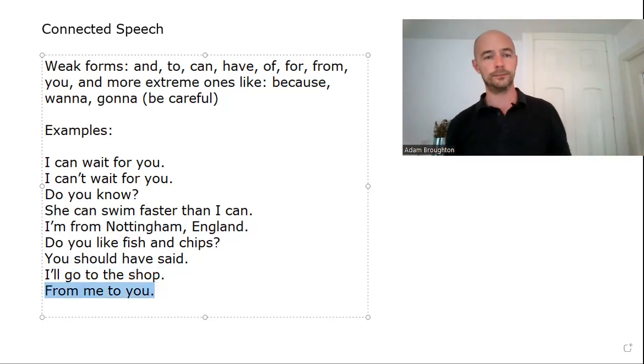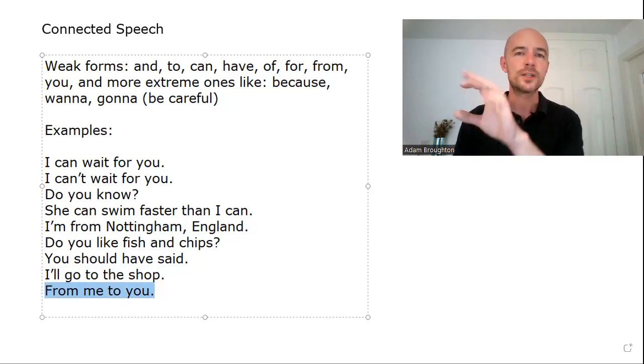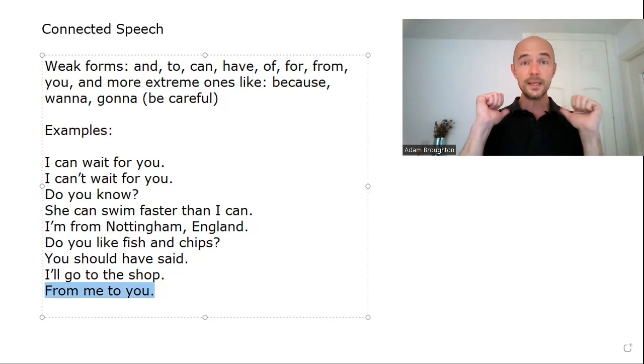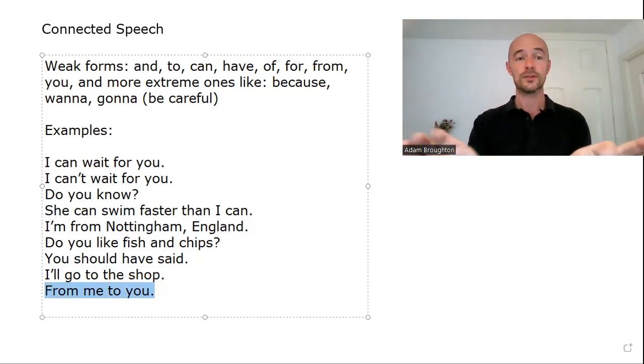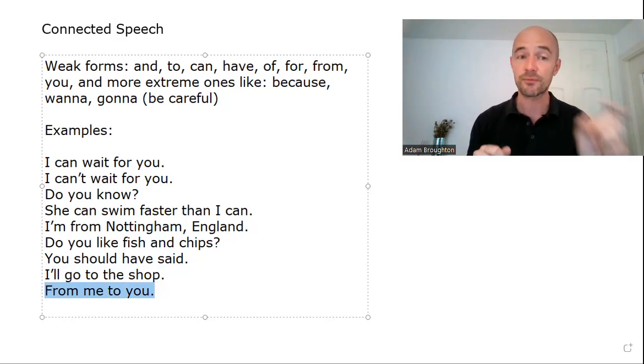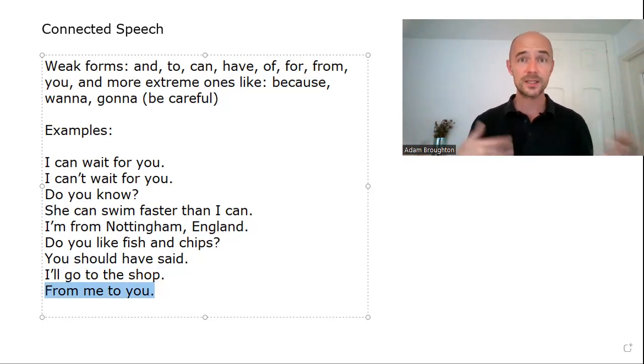From me to you. So me and you is not pronounced weak here. Why? Because the important words here are me, you. They're the words that are stressed. From becomes weak. Sorry, from becomes weak, so it's pronounced from. To becomes weak. To. From me to you.